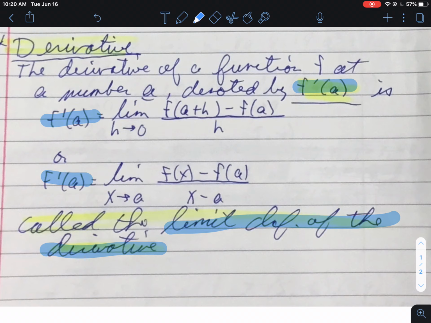So like I told you, either one of these can be used when you're calculating a derivative. I prefer the first one, but if you want to use the second one, you're more than welcome to use it. That's fine. But again, we're calling this now f prime of a. We've got notation. So this is called the limit definition of the derivative. So like I said earlier, if you're asked to find the derivative of a function or the derivative at a point using the limit definition, then you're using one of these two.